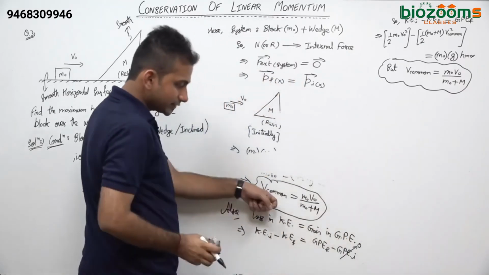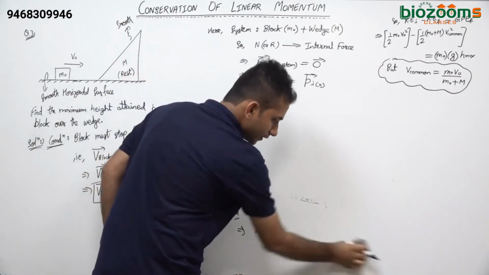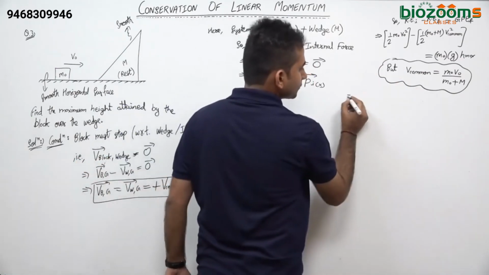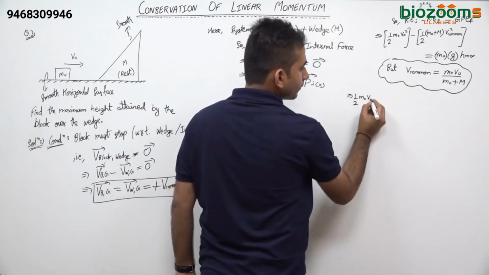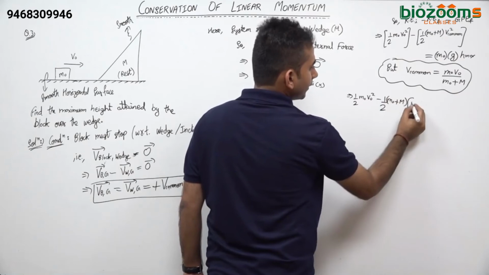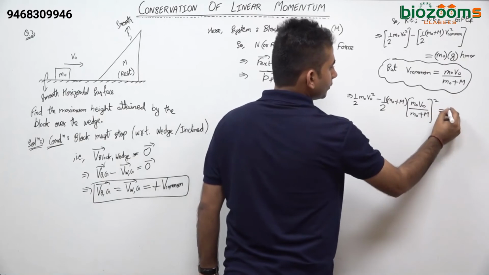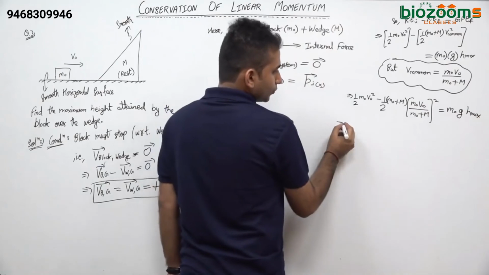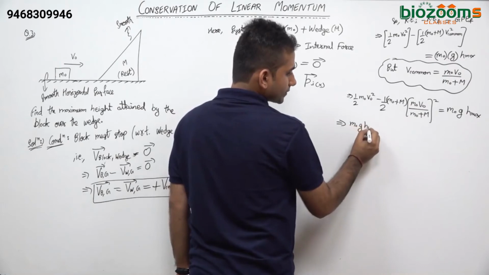Right. So I'm also erasing this part because I can already see the value over there. Can we say that, substitute it? So half M0 V0 square minus half (M0 plus capital M) times (M0 V0 over M0 plus capital M) the square, and you will get M0 G H max. Correct? So take this half value as common.